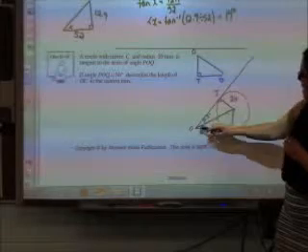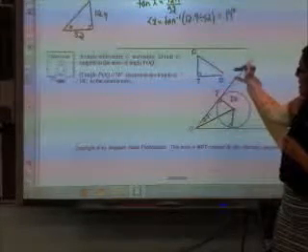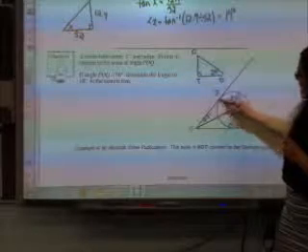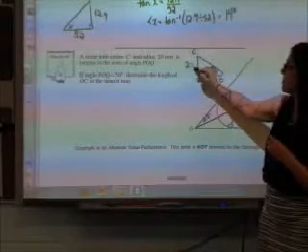So O to C is my hypotenuse. That's what I'm trying to calculate. Angle O was 25 degrees, and this C to T was my 20 millimeters.